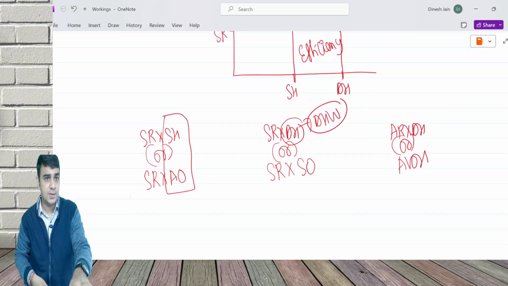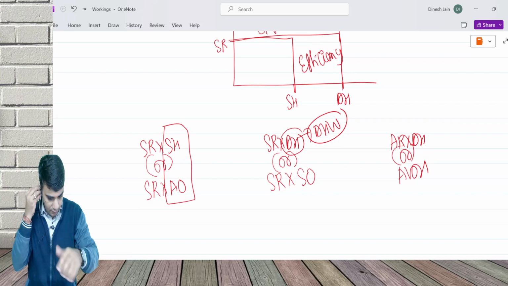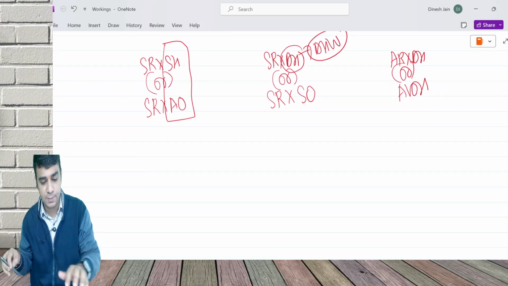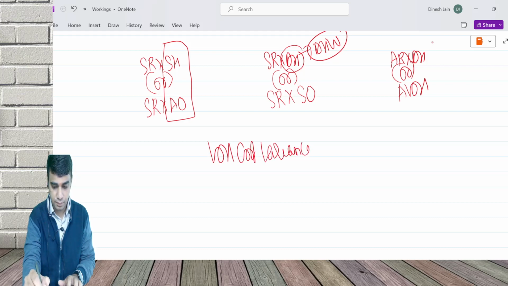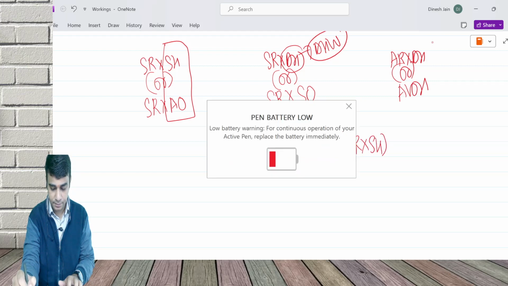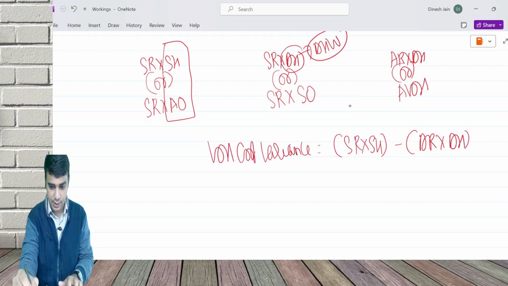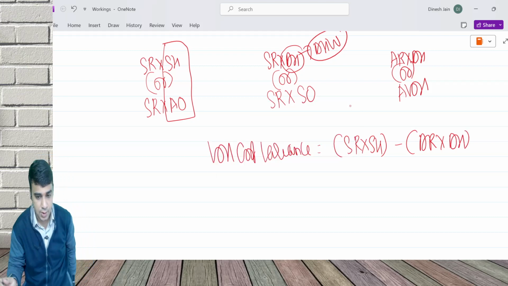You've written till this. Okay, now below this, right? VOH cost variance equal to, I'll explain the conversion factor in some time. VOH cost variance is equal to the smallest rectangle minus the biggest one, SR into SH minus AR into AH.